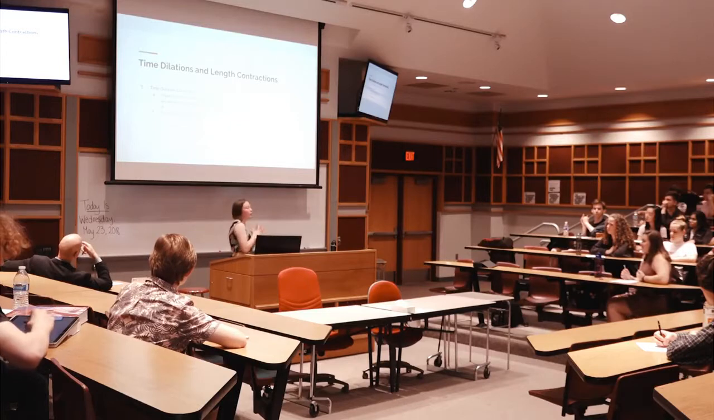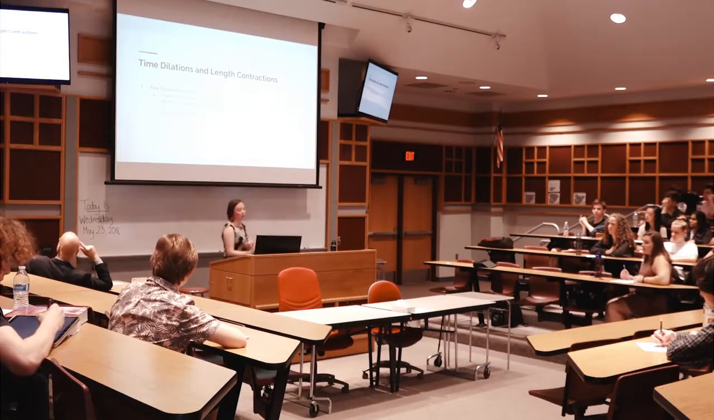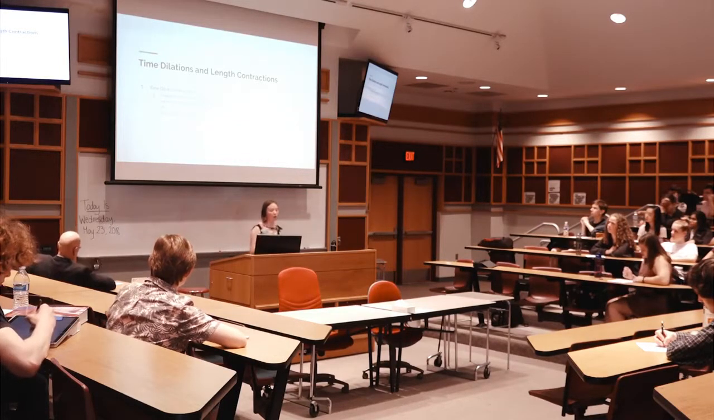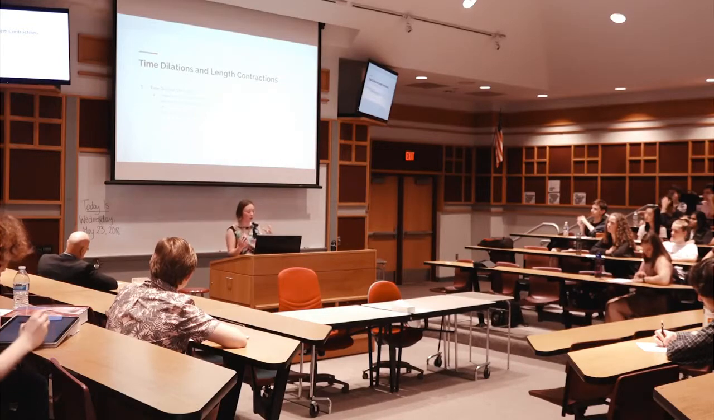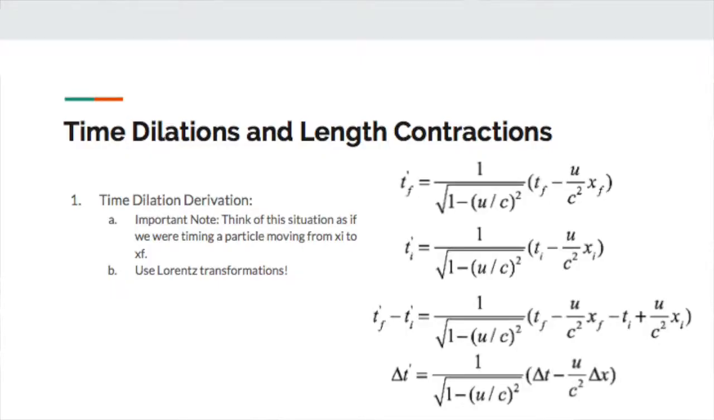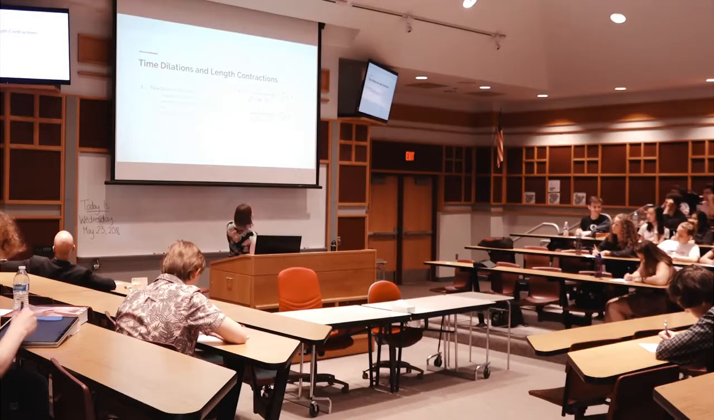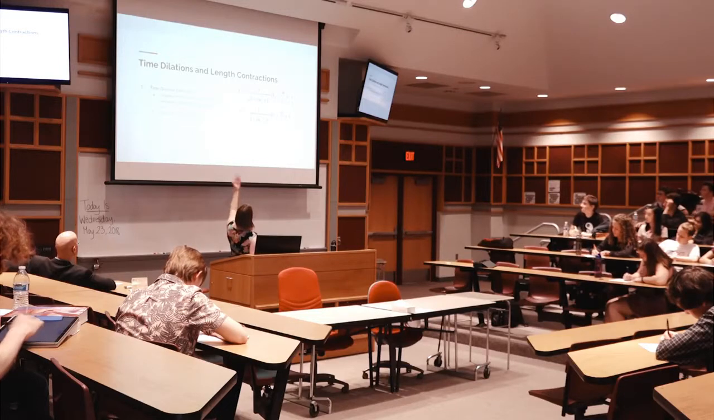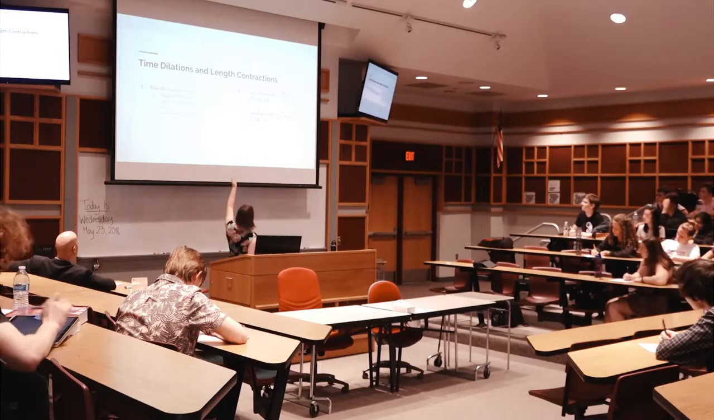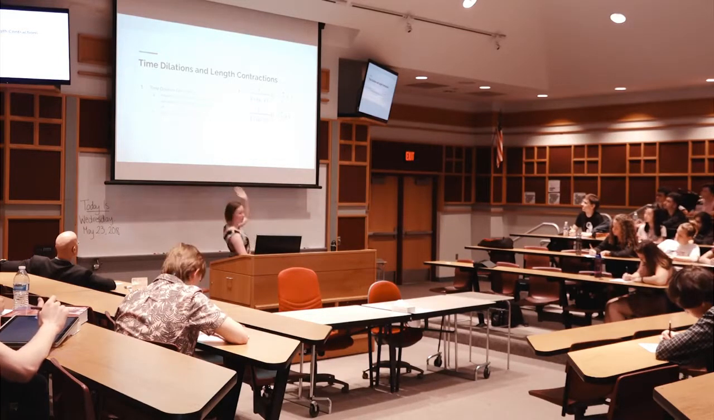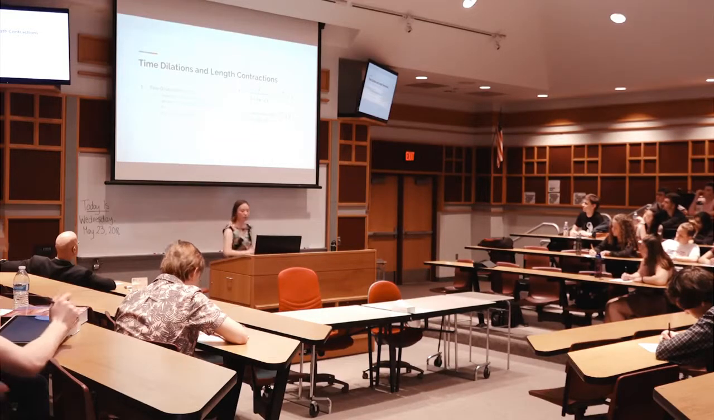When we are deriving time dilation, there's one important thing to note. We have to think of our derivation as considering a situation of a particle moving from position xi to xf. So now we have two different time coordinates, right? For a particle in our reference frame at position xi and ti, moving to position xf and tf, in another reference frame we see ti prime and then tf prime, using just the Lorentz transformations.